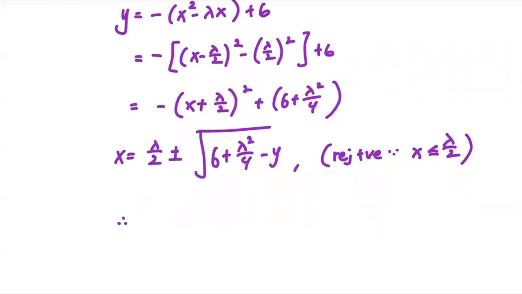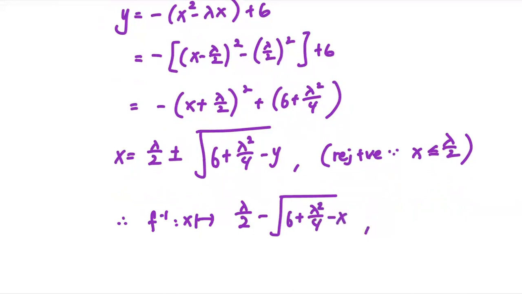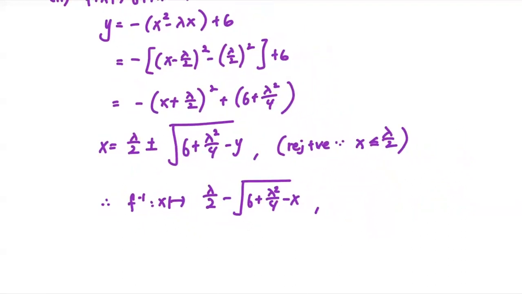Okay, and now you're ready to write f inverse. Okay, remember you need to write in similar form, so you need to do the mapping thing. Lambda over 2 minus the square root of 6 plus lambda square over 4 minus x. Okay, now is the interesting thing. What is the domain here? What is the domain of your f inverse?